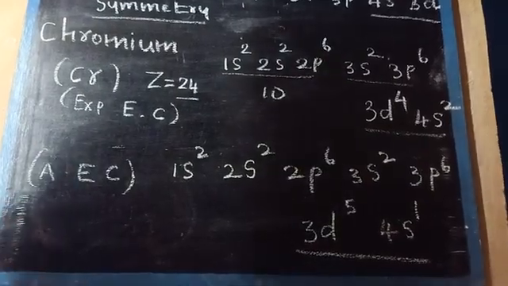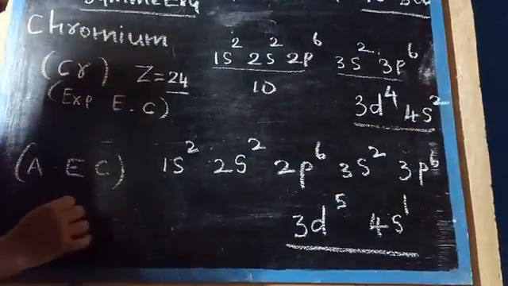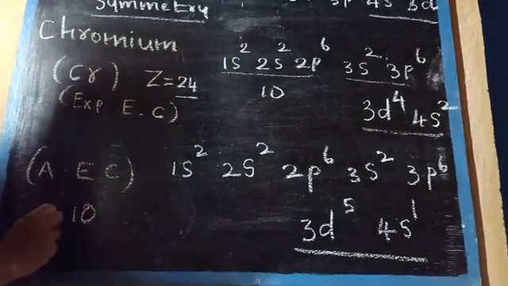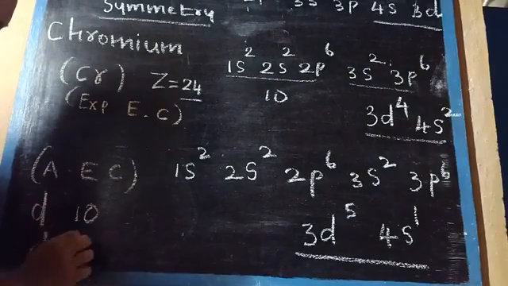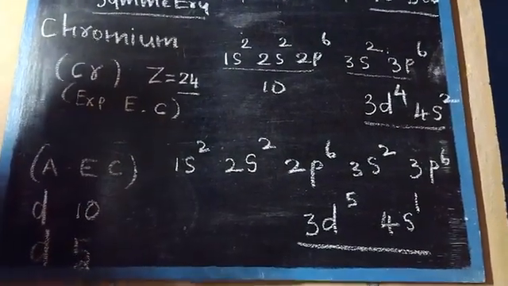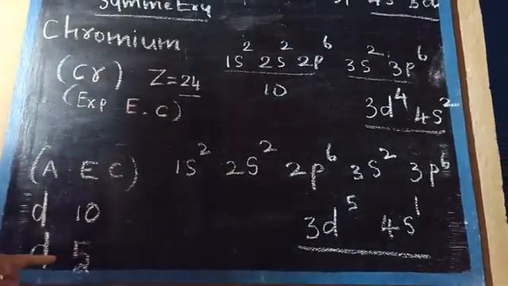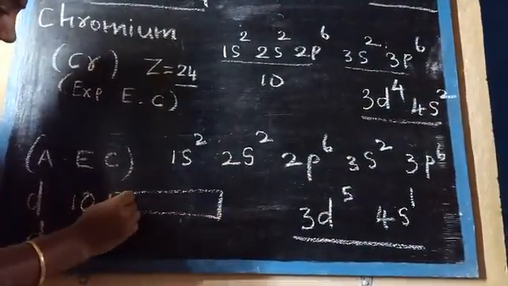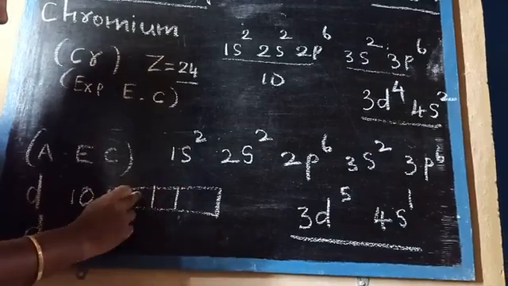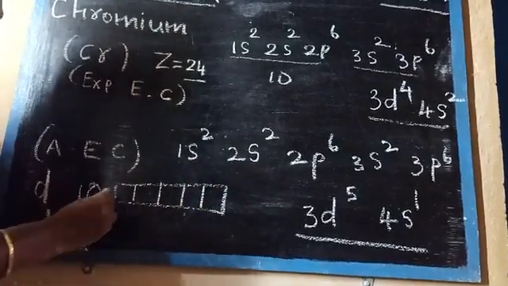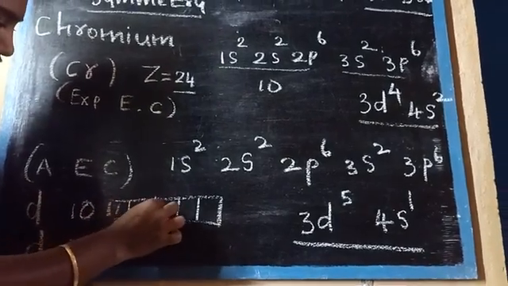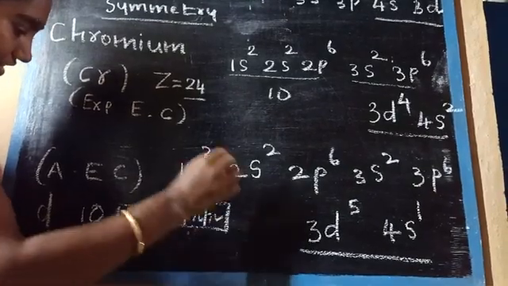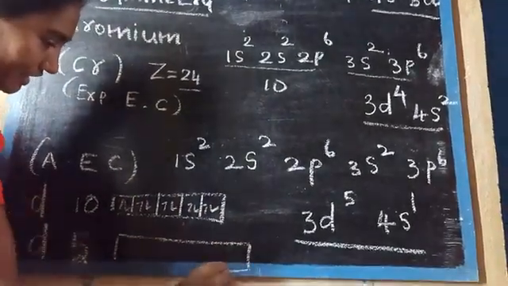Symmetry means here in the 3d orbital the possible number of electrons is 10. 10 electrons in the D orbital. If the D orbital has 5 electrons, we denote it as symmetrical. Here the D orbital has 5 orientations, 10 electrons. So according to the rule, singly occupied 3, 4, 5, 6, 7, 8, 9, 10, in D5, like that.